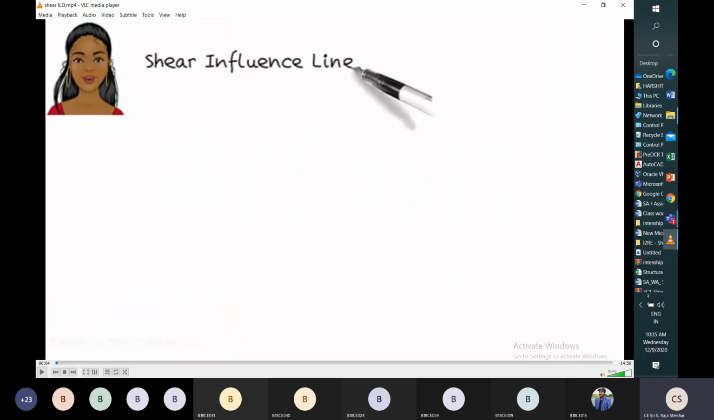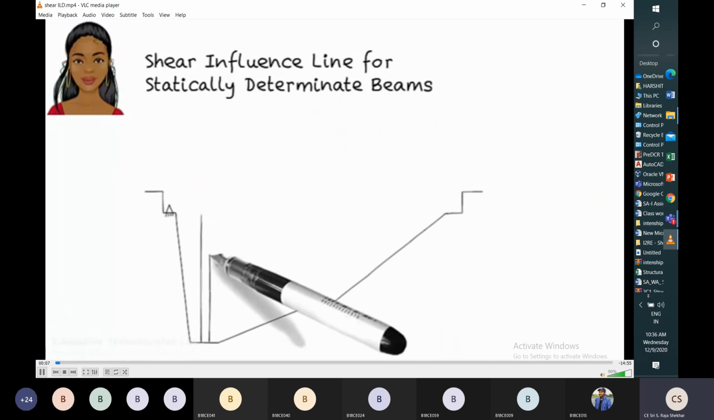Okay. So in structural analysis, influence line, ILD, is a very important technique for analyzing structures for moving loads. Right, we'll see one by one. First we'll see shear influence line. For that I am using an animated video for easy understanding. So how to draw shear influence line for statically determinate beams, we'll see.